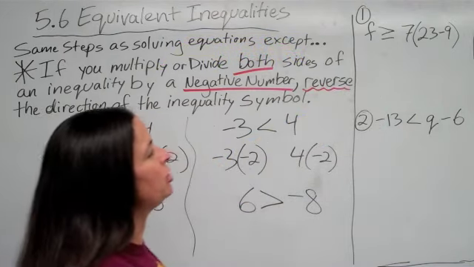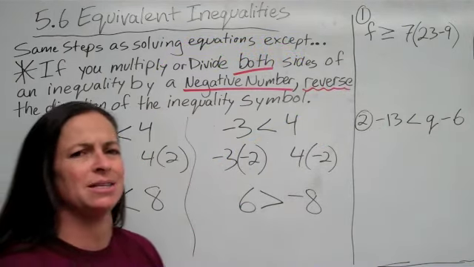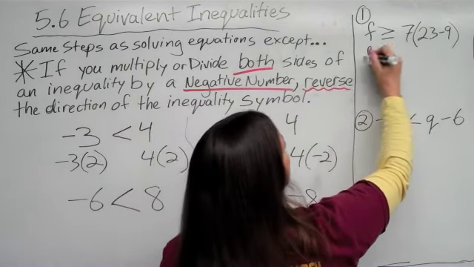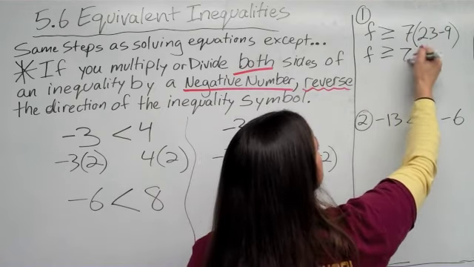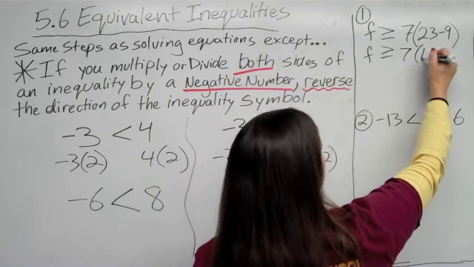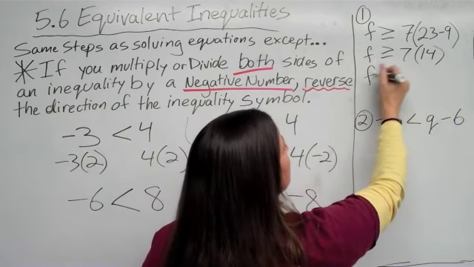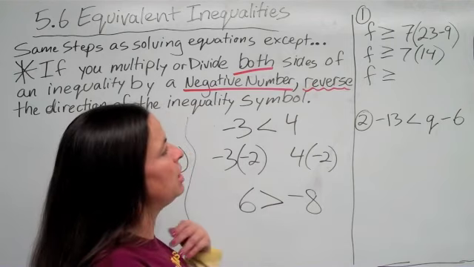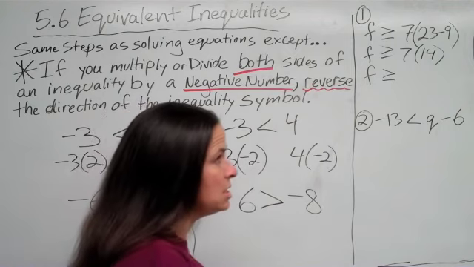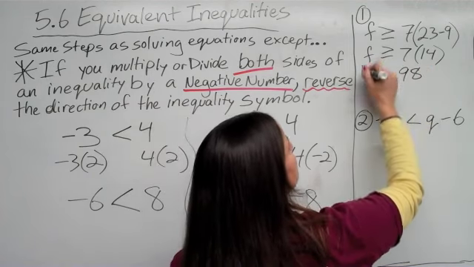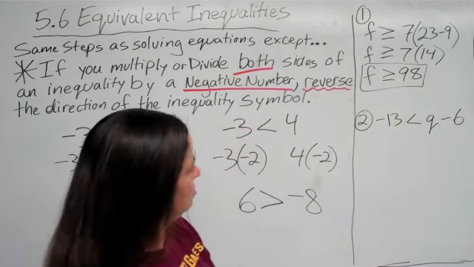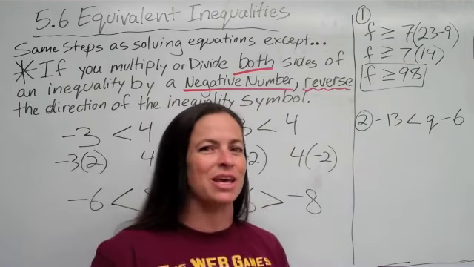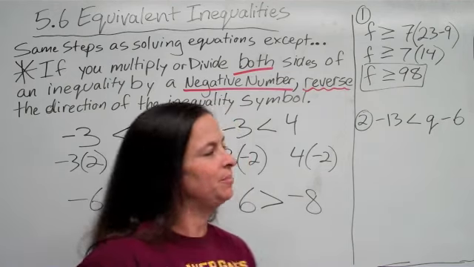Number 1, f is greater than or equal to 7 times 23 minus 9. The f, the variable, is already by itself. All you need to do in this problem is simplify. I have f is greater than or equal to, let's see, 7 times 23 minus 9, what is 23 minus 9? 14. And 7 times 14 is 70 plus 28 is 98. So f is less than or equal... Have I really been saying less than? Miss Nakamura, it is f is greater than or equal to 98.